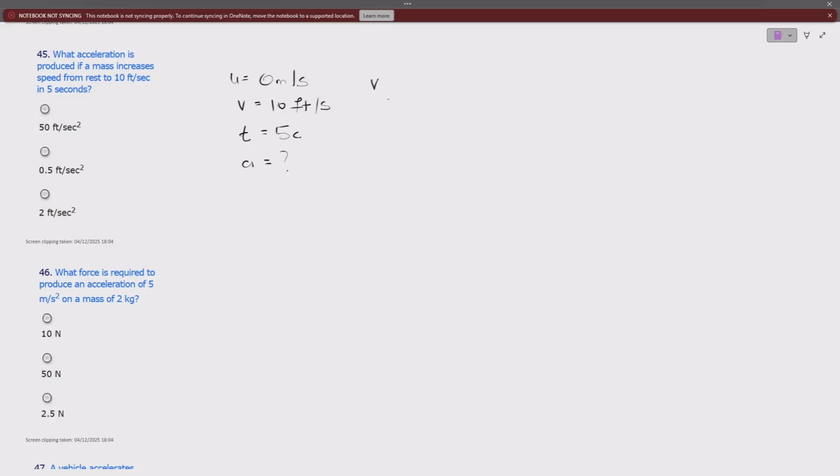So looking at the parameters, you can use v equals u plus at. V minus u divided by t is going to give you a, by making a the subject. V minus u is 10 minus 0 divided by 5. That is 10 divided by 5 equals 2 feet per second squared. That is acceleration.